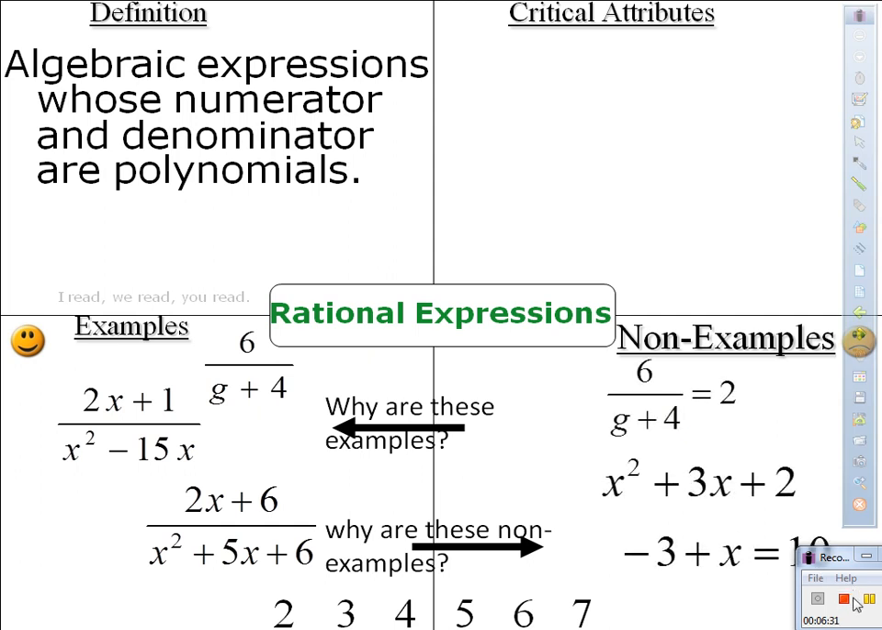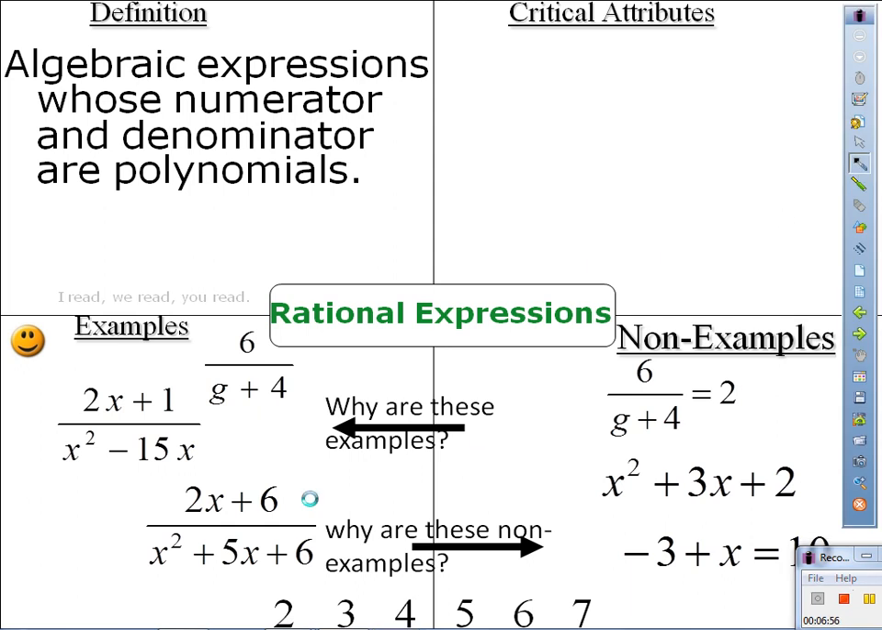I'll give you some time. Ready, go. All right, it says, rational expressions. Algebraic expressions whose numerator and denominator are polynomials. So first of all, according to the definition, they're algebraic expressions. They have a numerator and denominator, which means they are what? Fractions. Okay. However, that both are polynomials.